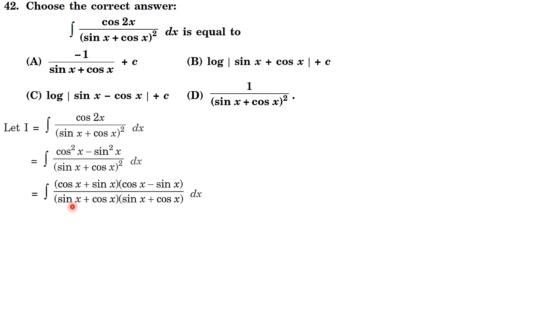So (sin x + cos x) times (sin x + cos x) we can write. And when we check the numerator, there is sin x + cos x, so one sin x + cos x in the numerator and denominator we can cancel. The expression becomes (cos x − sin x) divided by (sin x + cos x) dx.